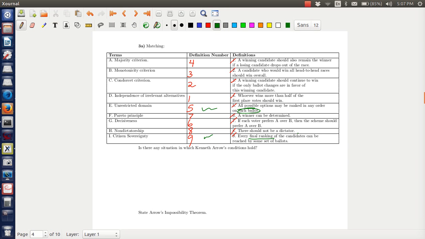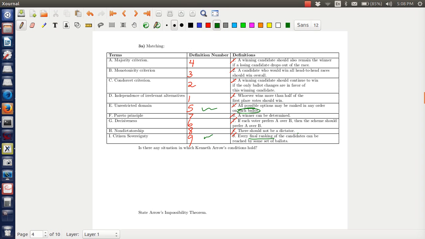The Pareto principle is saying that if each voter prefers A over B, then the whole scheme should prefer A over B. There shouldn't be some flipping where the scheme prefers B over A when all the voters preferred A over B. And that's kind of intuitive as well. They all should be really intuitive. Decisiveness means a winner can be determined. Well, this isn't always possible. What if we have an even number of ballots and 2 candidates? Then obviously ties are possible. So sometimes decisiveness is too much to ask.